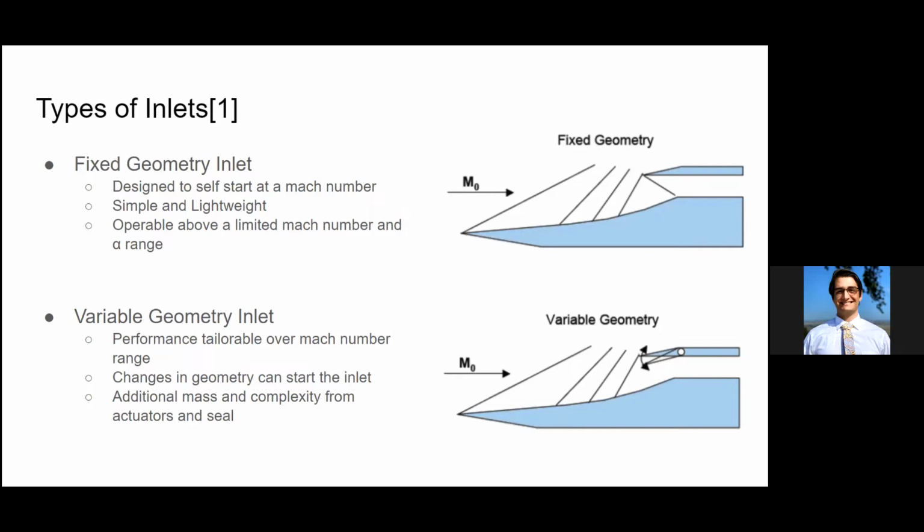The other option is a variable geometry inlet, which, as it sounds, allows the cowl lip to be moved. This allows for the performance to be tailorable over a larger range of Mach numbers. It does this by changing the geometry at the start of the inlet, but there is additional mass and complexity from the actuators and sealing and overall the mechanics of having that system involved.